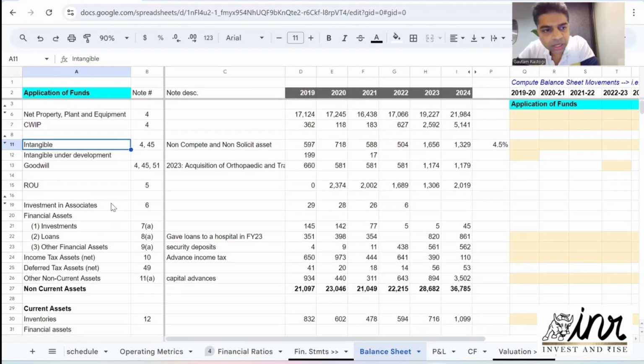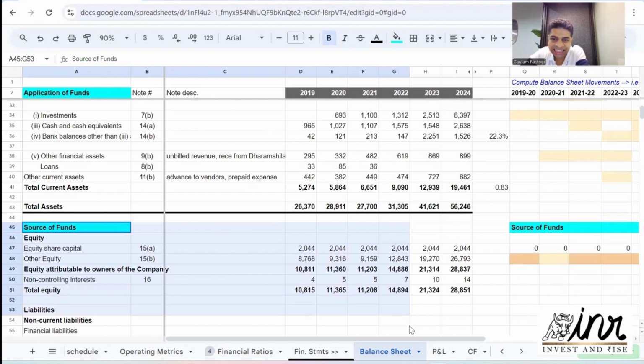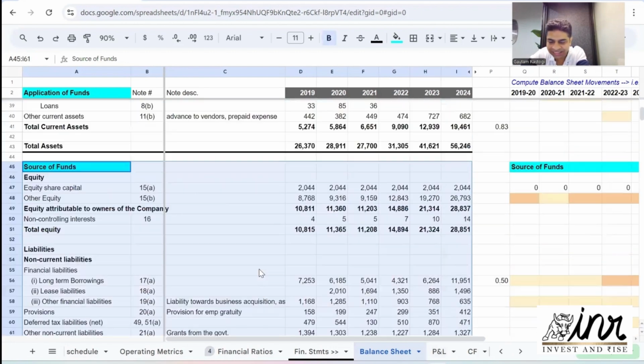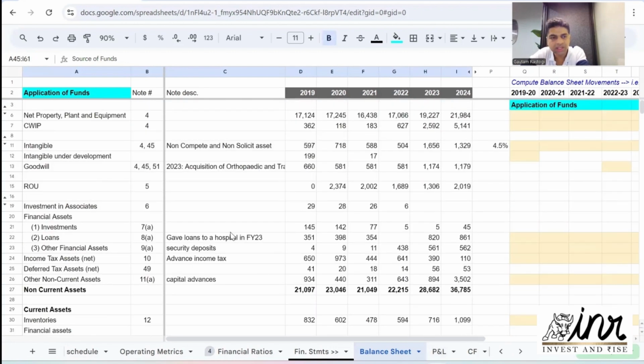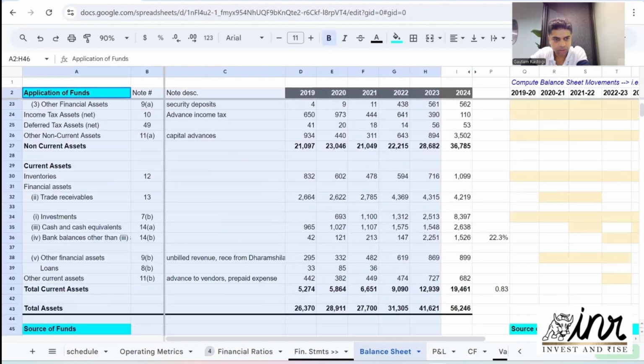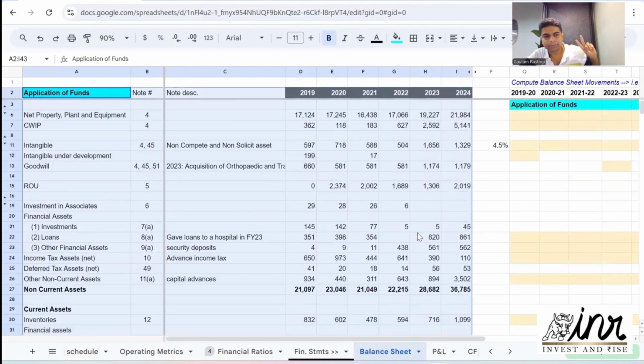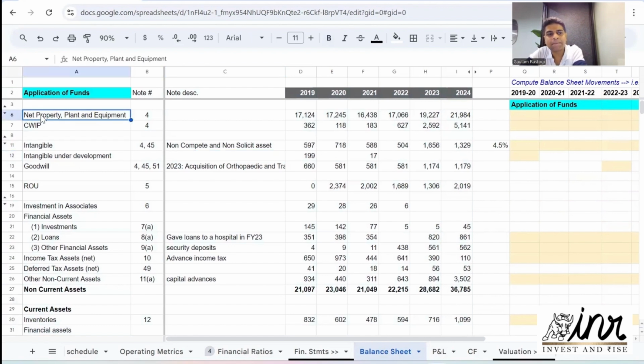So a balance sheet, as we saw yesterday, has one section that is source of funds. In the source of funds, they have equity and liabilities. I know all of you know that. And then there is an application of funds, or the asset side. There are two sections. Now let's start with this application of funds.